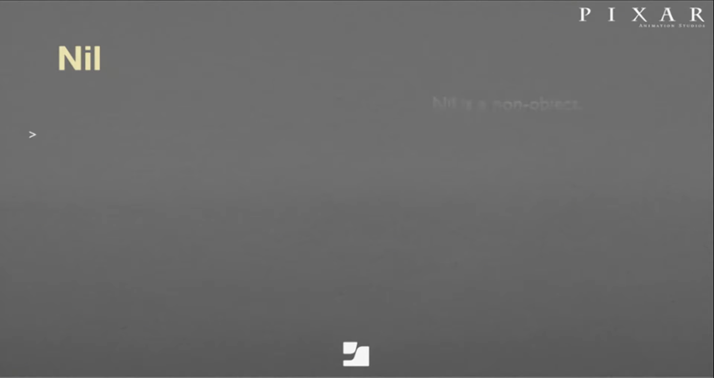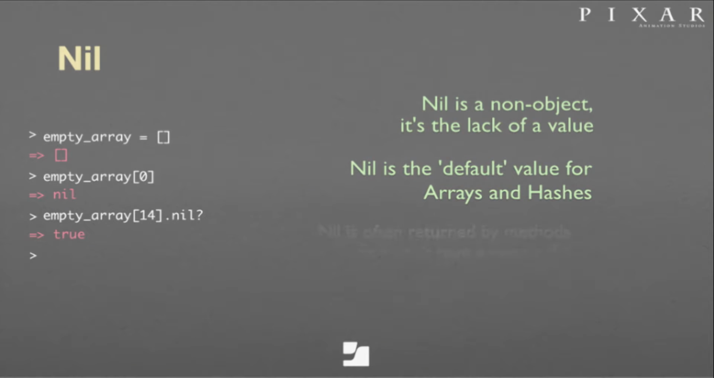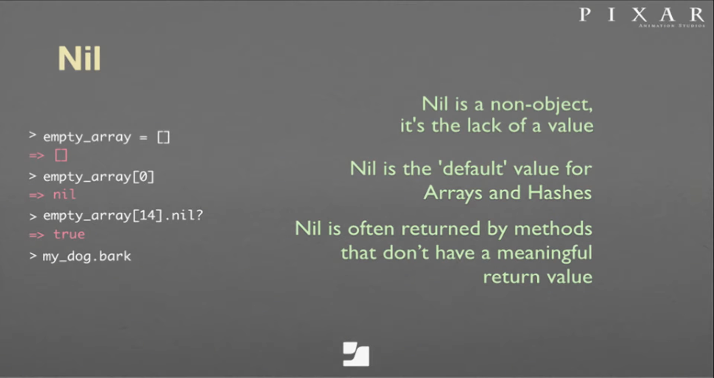So there's iterators. Let's talk about nil really quickly. Nil is the non-object. It is the lack of a value. You'll see a lot of things return nil to you. It's the default value for arrays and hashes. So if here's an empty array, we refer to the first item of the empty array, there is no first item. We might refer to the 14th item, there is no 14th item. Anytime you ask a hash or an array for something that doesn't exist, you get nil, because nil is non-existent.